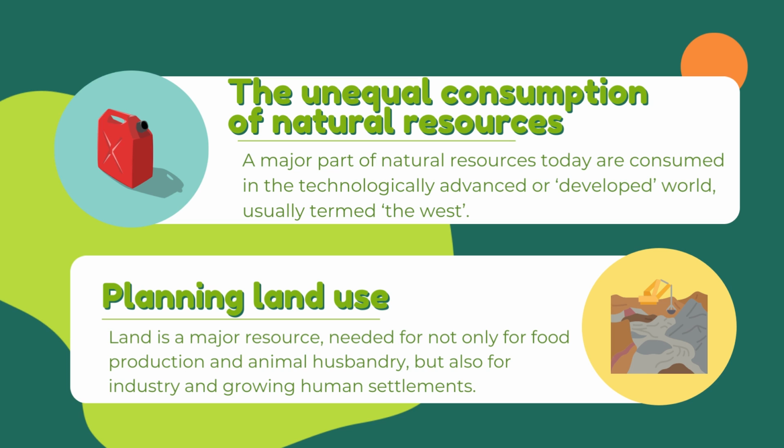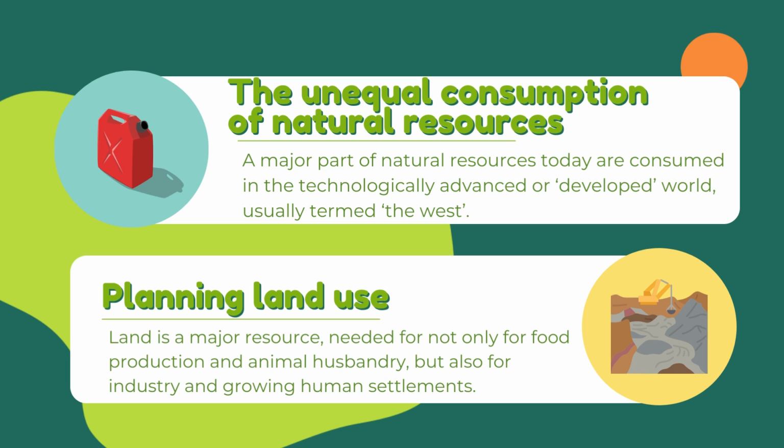Second one is planning the land use. Land is the major resource needed not only for food production and animal husbandry, but also for industry and growing human settlements. These forms of intensive land use are frequently extended at the cost of wildlands or our remaining forest, grassland, wetlands, and deserts. It demands a pragmatic policy that analyzes the land allocation for various uses.